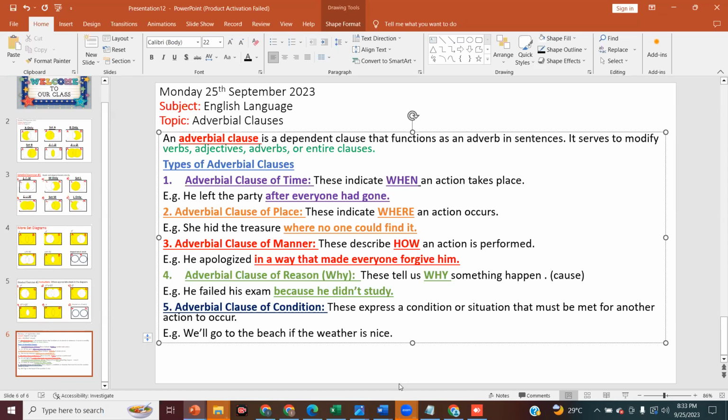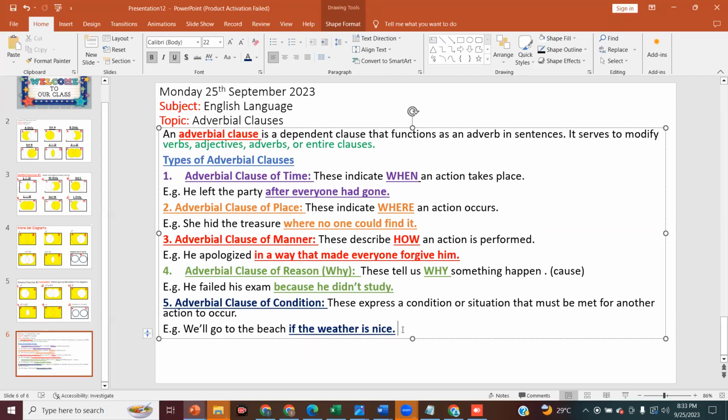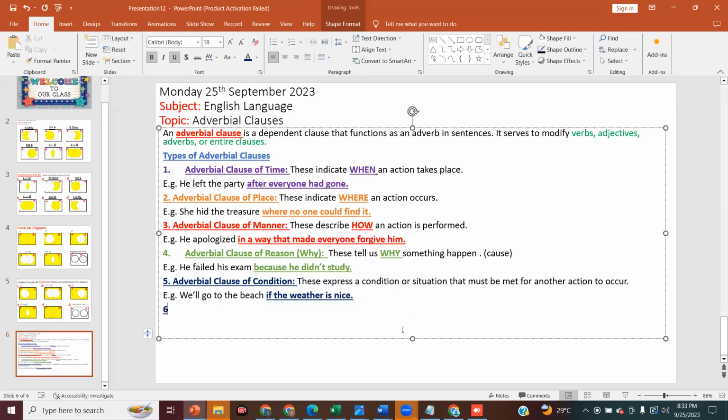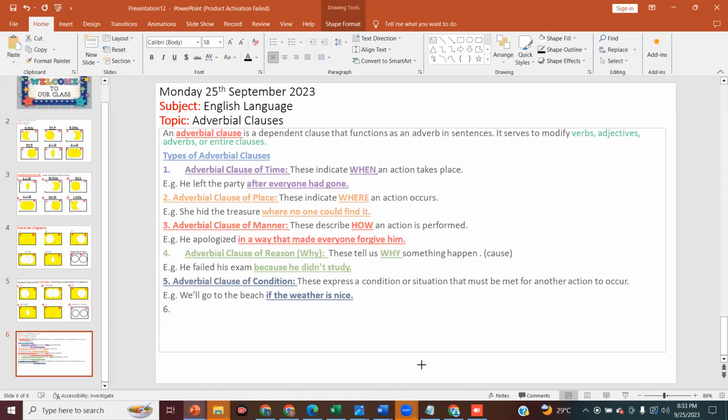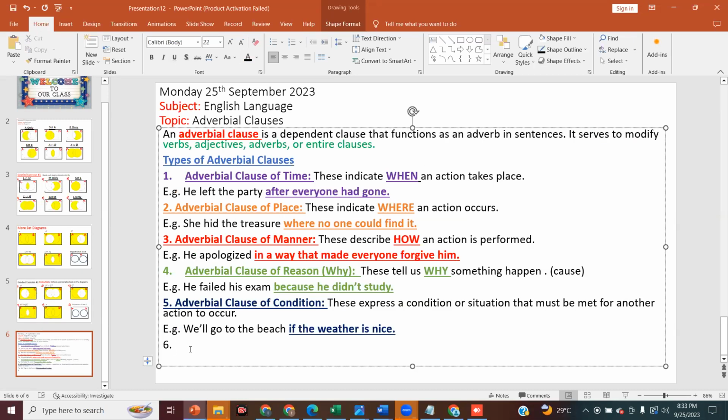So what is the adverbial clause of condition? If the weather is nice. That's the condition. If the weather is nice, we go. If the weather is not nice, then we don't go. That's the adverbial clause of condition. Right? Good. So we have adverbial clause of time, place, manner, reason, and condition. All right.